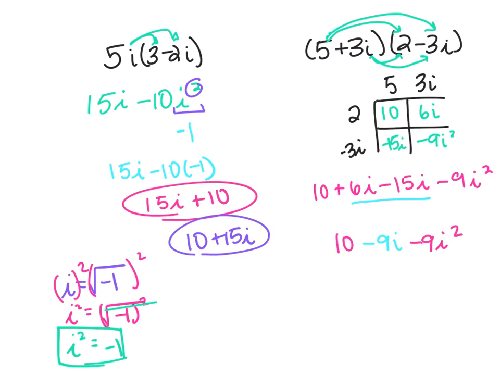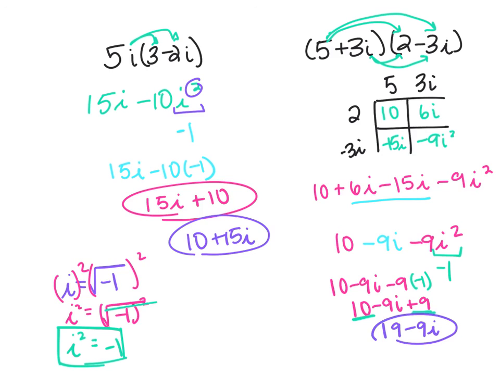Okay, now the last part here is our i squared. i squared is equal to -1. So we're going to sub that out. So we have 10 minus 9i minus 9 times -1. All that does is switch the sign. So it turns into 10 minus 9i plus 9. So now I can combine these like terms, because now that 9 is just a normal number, we can do 10 plus 9, which gives us 19. So 19 minus 9i. So it multiplies like normal. We just have an extra step of simplifying at the end when we have that i squared there.